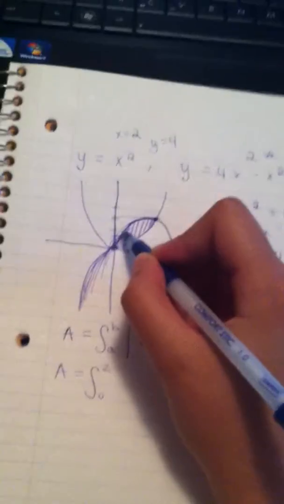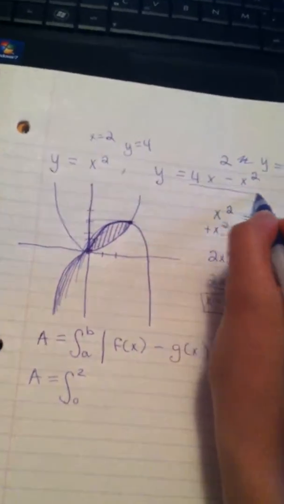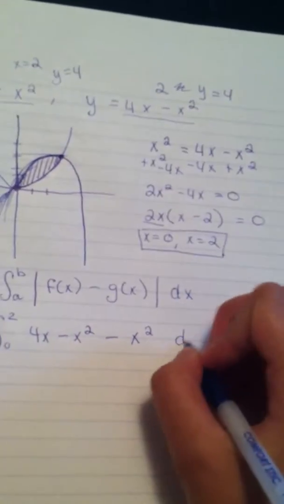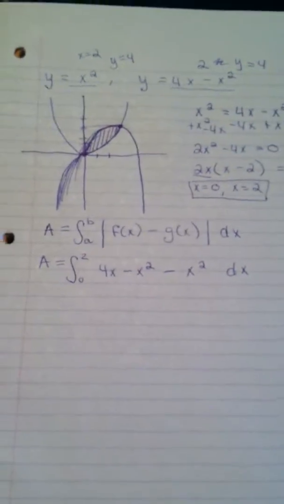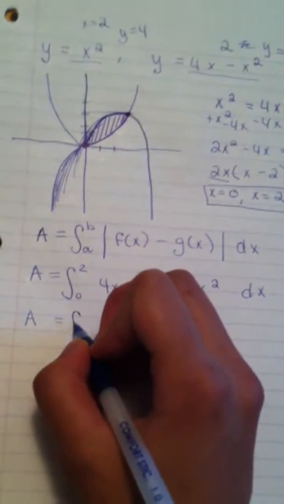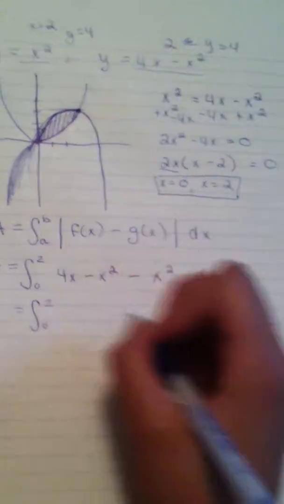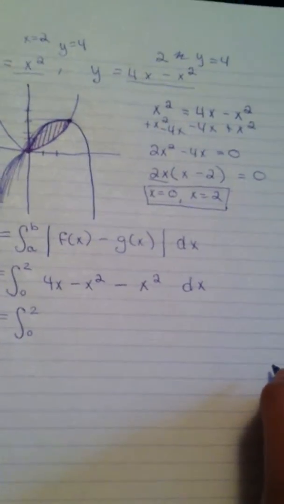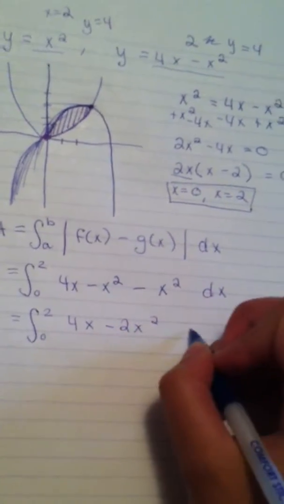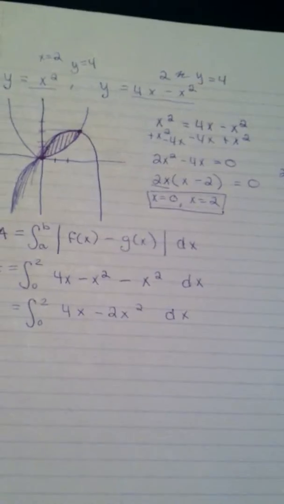So this is our area. This is the top function, which is 4x minus x squared, minus the bottom function, which is the x squared, dx. Simplifying this, we have A equals the integral from 0 to 2 of 4x minus 2x squared dx.